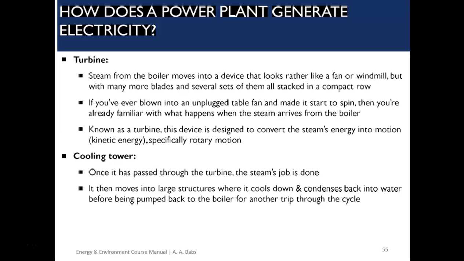What the turbine does is to convert the steam's energy into motion or kinetic energy. And then we also have the cooling tower. We've talked about the fuel, the furnace, the boiler, and the turbine briefly. Now let's talk about the cooling tower. Once it has passed through the turbine, the steam's job is done. It then moves into a large structure where it cools down and condenses back into water before being pumped back to the boiler for another trip through the cycle.